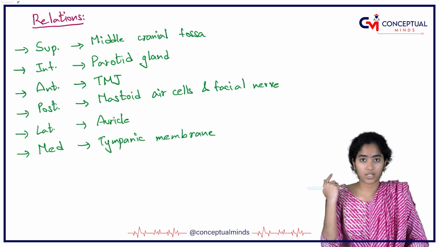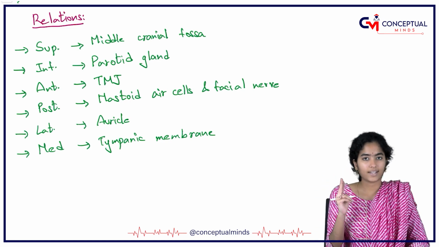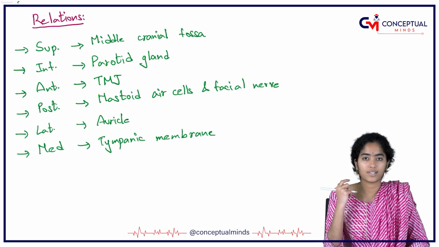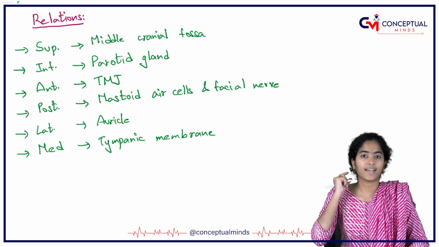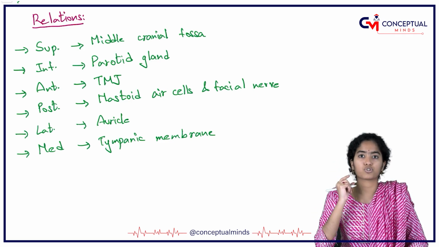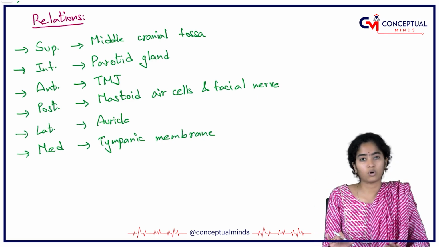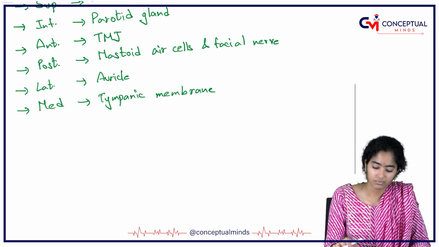One is during a surgery, it is crucial that the relationships are understood. And second, during spread of infections, these relationships also come into play. Now, mastoiditis can affect the external auditory canal. It can push the external auditory canal and various things can happen. So, I hope the relations of the external auditory canal are clear.